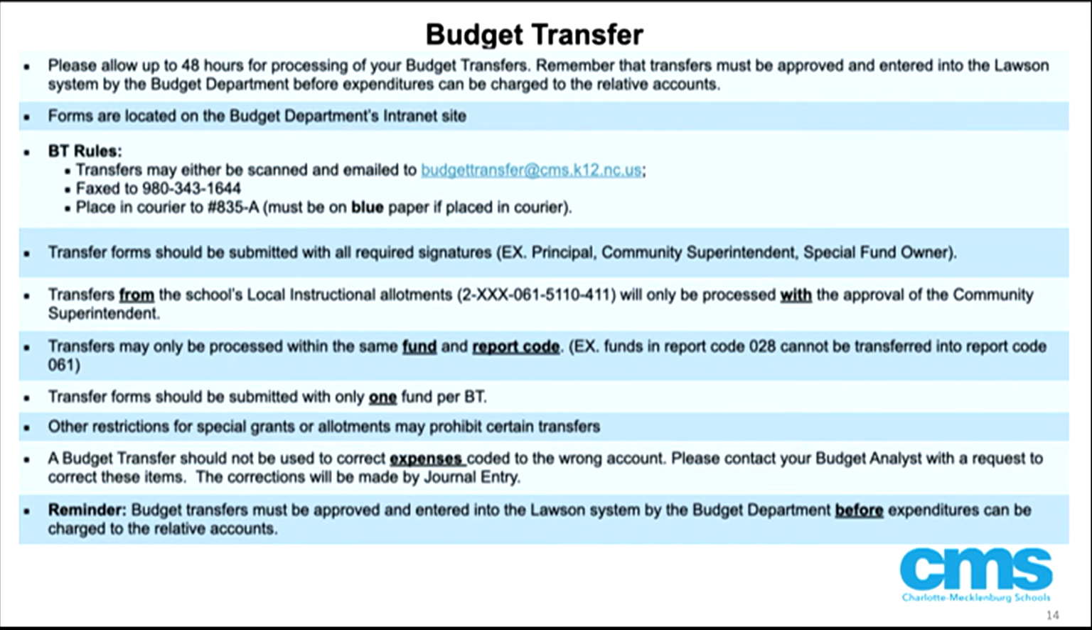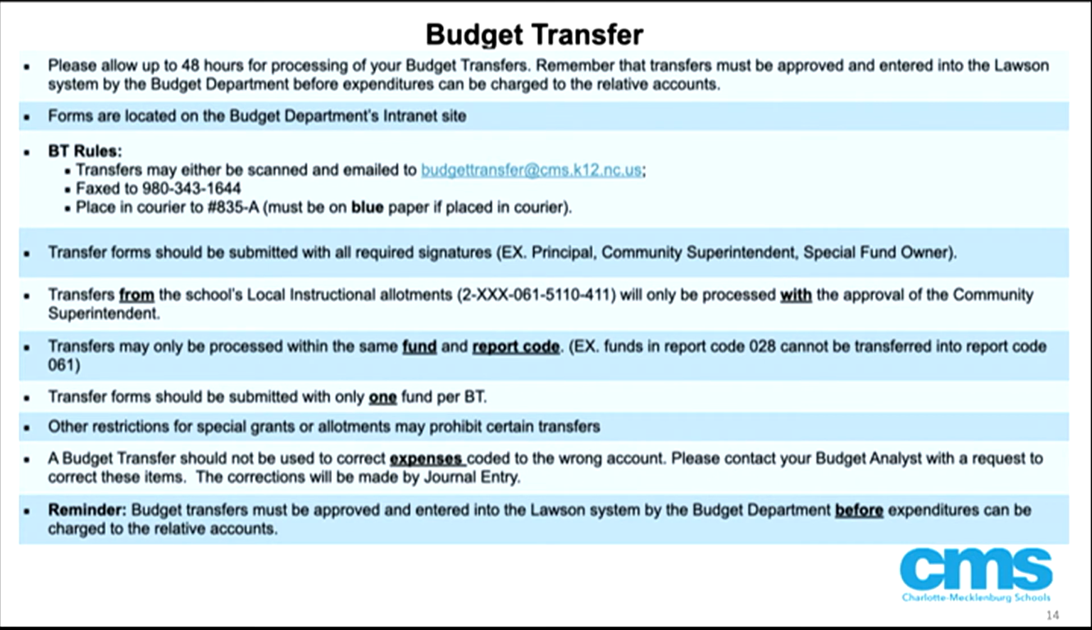Transfers may be either scanned or emailed to the budget transfer at CMS K-12 NC US. Or if you like, you can fax it to us. Place it in the carrier if you like, and make sure it's on blue paper. Just remember, do not scan it and put it in the mail to avoid duplications, because a duplication of a budget transfer could possibly cause your school to have a negative on that account line.